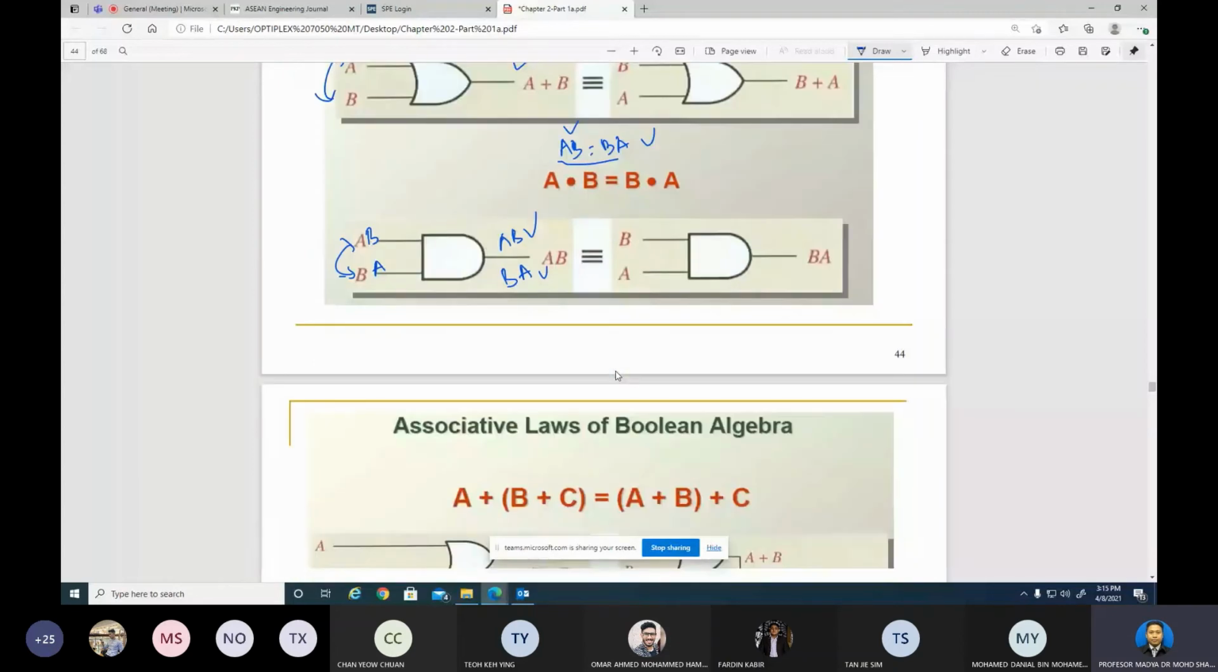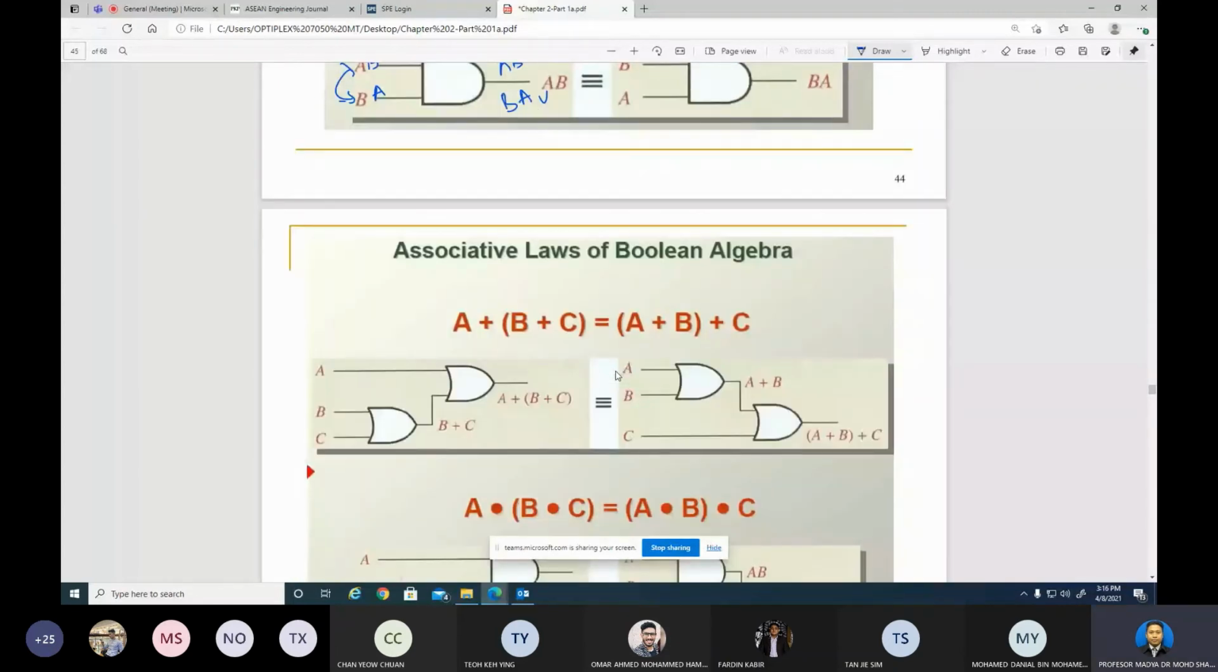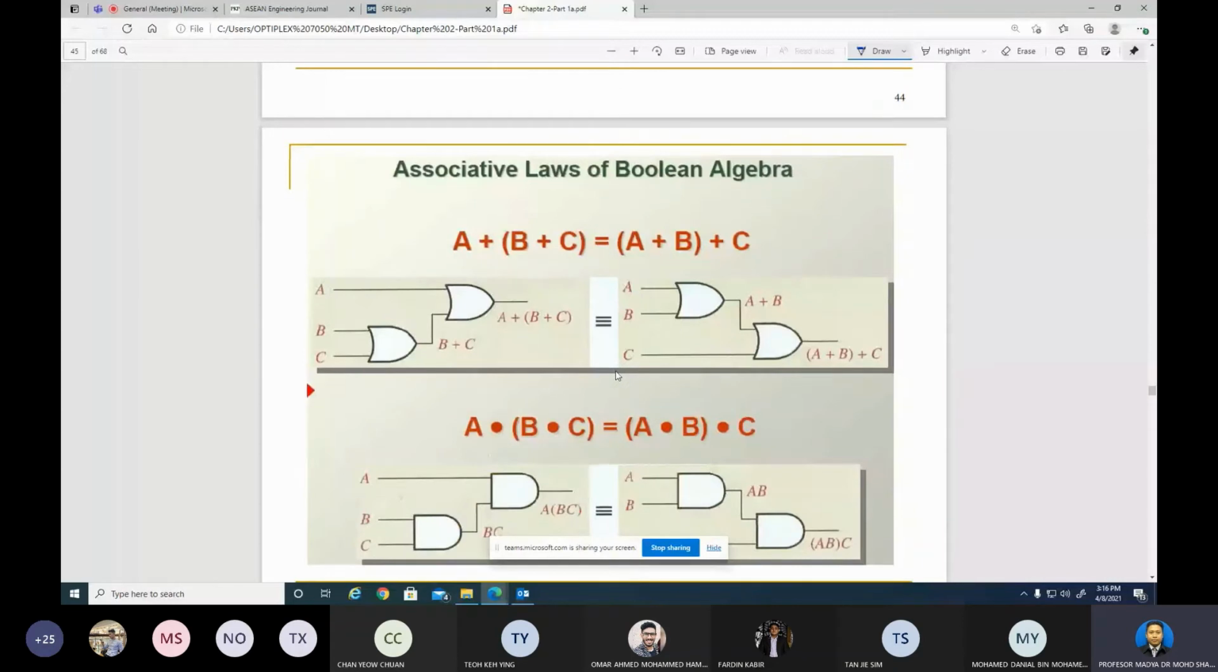Okay, and then the associative law. Similar to what I explained before, for example, we have the OR gate here. If you have A plus B plus C, you can also write it as A plus C plus B, or you can write B plus A plus C. All of these Boolean expressions are correct answers. You can also write A plus B plus C in any order, and it will be the same. This one we call the associative law.